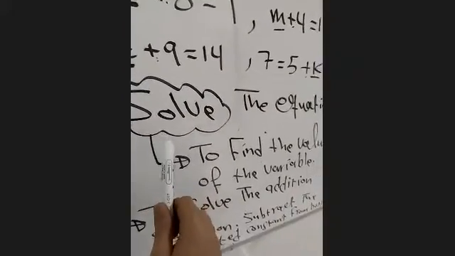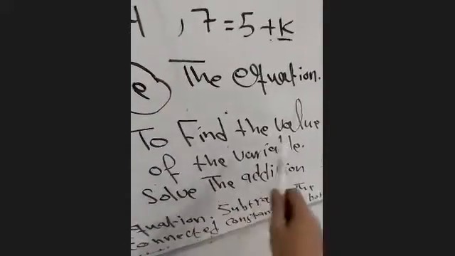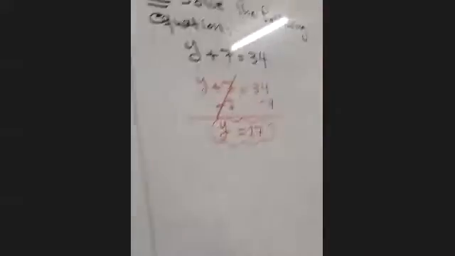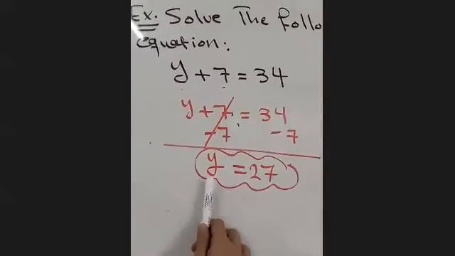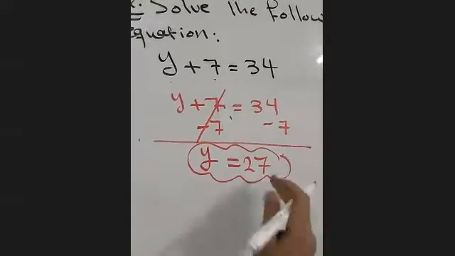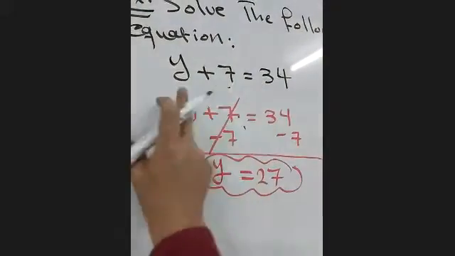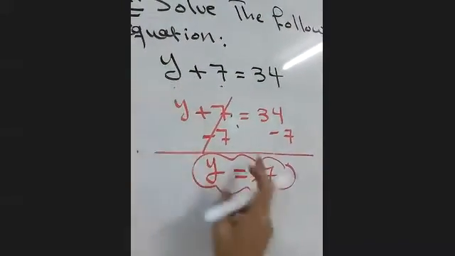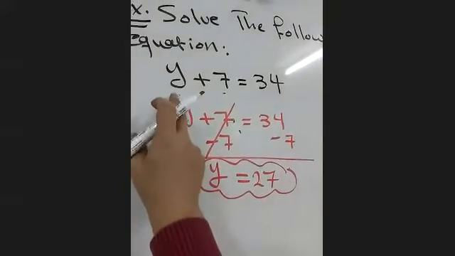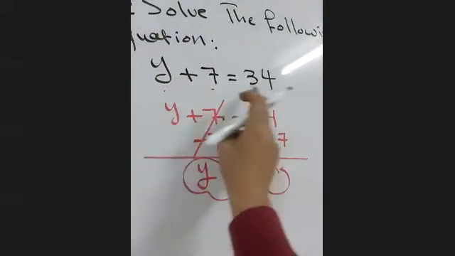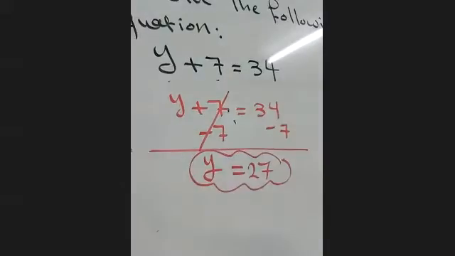Let's go back here. What's the meaning of solving? To find the value of the variable of that equation. I already found the value of the variable. Y equals what? 27. Let's go back here now to check. Replace y by 27. 27 plus 7 is 34.